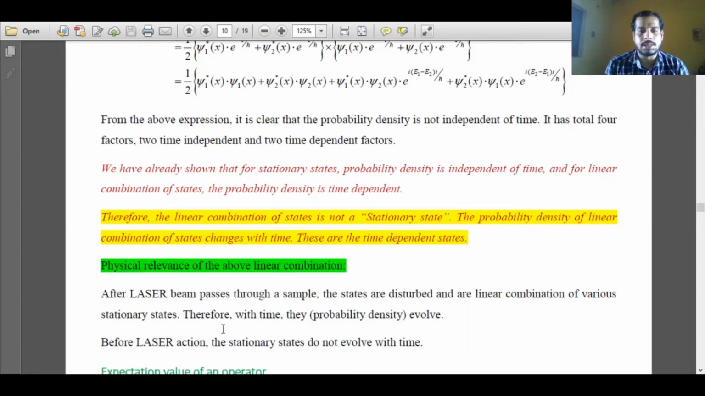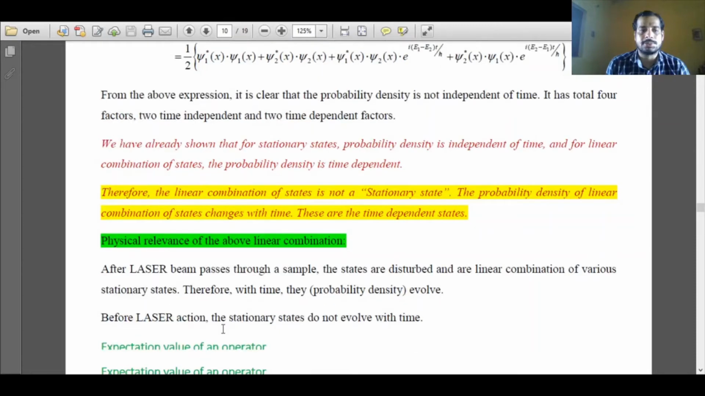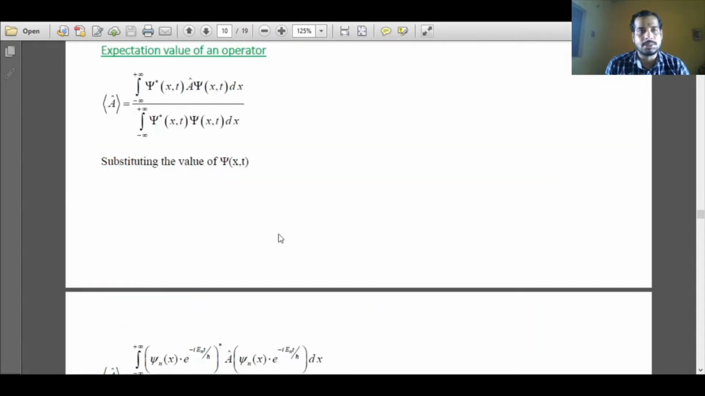Now, another important property we studied in the postulates of quantum mechanics was the expectation value of an operator, or the average value of an operator. So we take the expectation value to find out the value for a particular observable. Various observables that we have discussed are energy, position and momentum. So we will discuss those observables here and find their values.